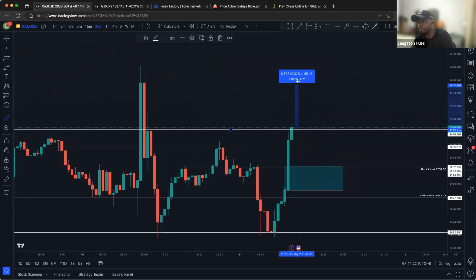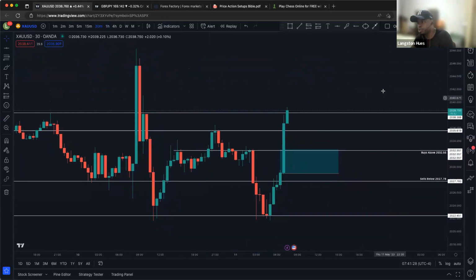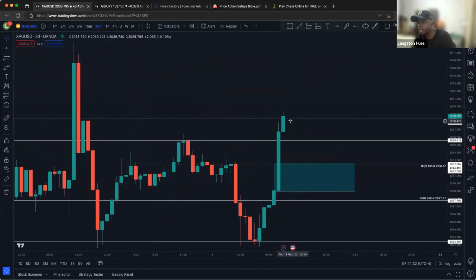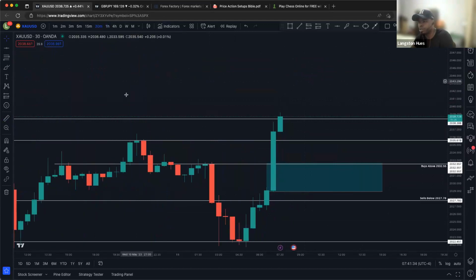More buys on gold above here. Before the news. Let's see. 19 minutes remaining. This candle right here doesn't have a bottom wick. So what do we know? That it could probably come back down to create one. We'll have to wait and see.